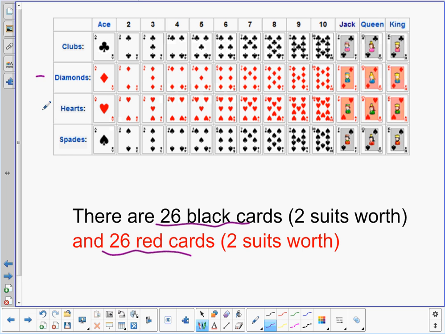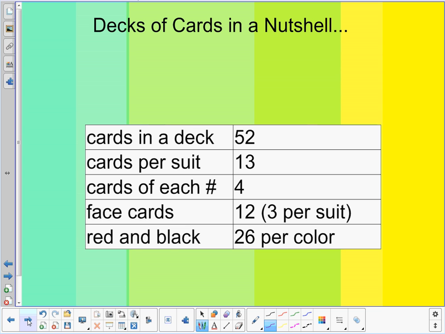Okay, so diamonds and hearts are obviously red, clubs and spades are black. If you're not a person who plays cards, you're probably not very familiar with what the deck of cards looks like. So now you have a picture and a little bit of the makeup of what that deck of cards is, because we're going to use that throughout our unit as well. And then let's take a look at actually finding some probabilities with those cards.